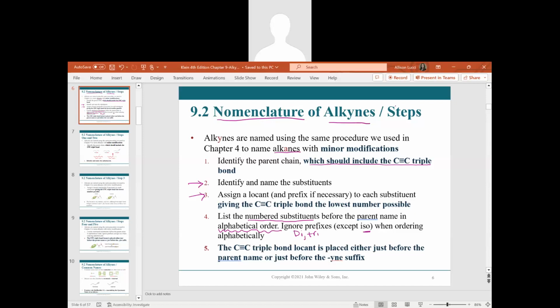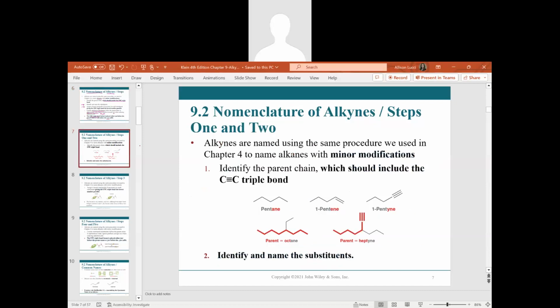So we know that our location, or our locant for our CC triple bond, we can place that either just before the parent name or just before the YNE suffix, like we saw with alkenes and double bonds. So let's take a look at some examples here. So again, we're just going to make some minor modifications to include now the triple bond in our parent.